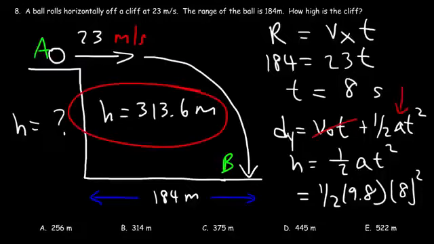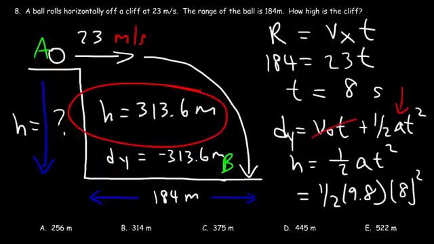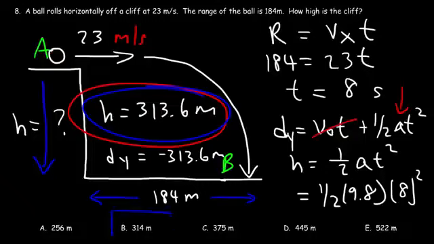If you plug in negative 9.8, you'll get that dy is negative 313.6. But what that simply means is that the ball travels 313.6 meters in the negative y direction. That's it. So the height of the cliff is this number. So B is the right answer.